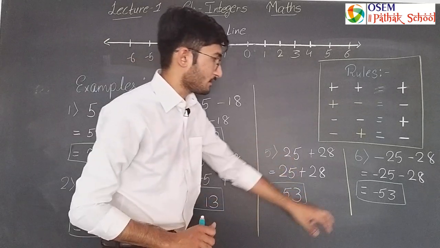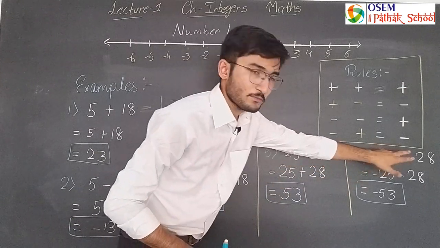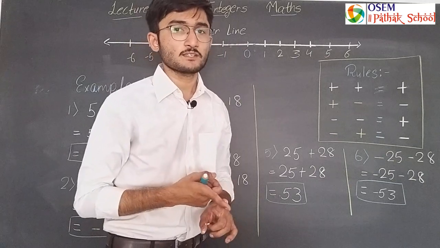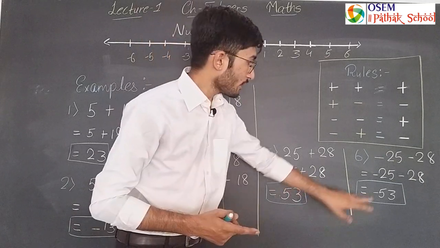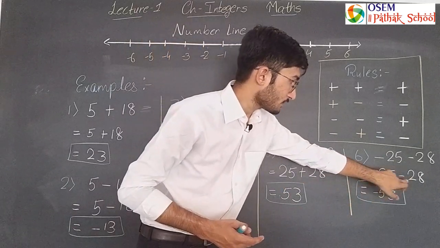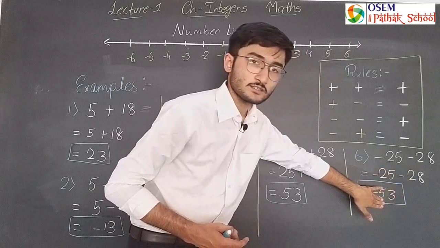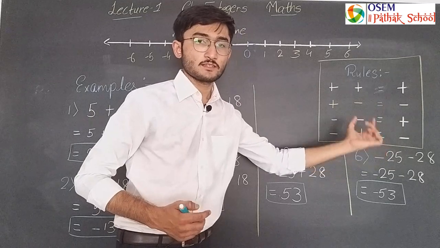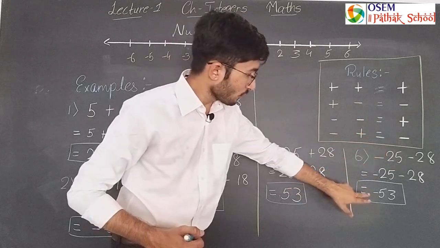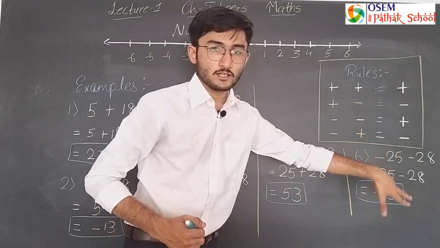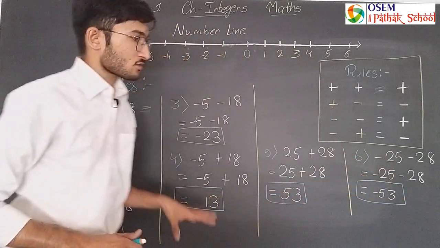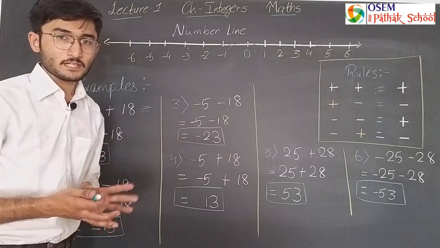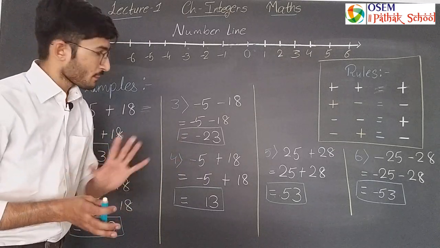The last example. Minus 25, minus 28. Here both the integers are negative. So minus minus becomes plus, right? So add both the numbers: 25 plus 28, that is 53. But 28 is the bigger number and the sign before it is minus, right? So minus 53. So this was all about adding positive integers and negative integers.